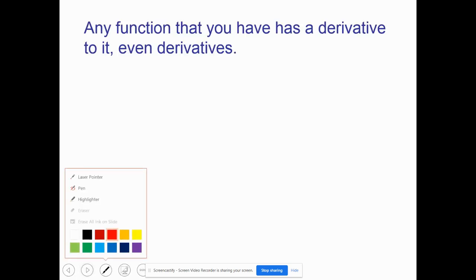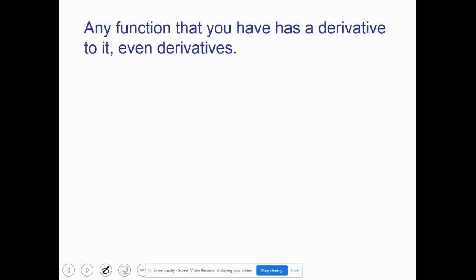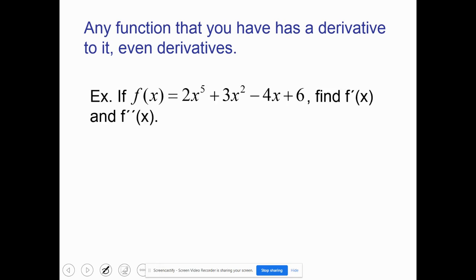All right, let me make sure that my pen is up and working. So any function that we might have is going to have a derivative. As it turns out, equations that aren't functions are going to have derivatives also, but that's a little more complex, and we'll leave that for Calc 1. Even the derivatives themselves are going to have a derivative to them.